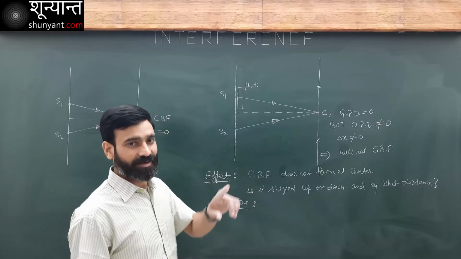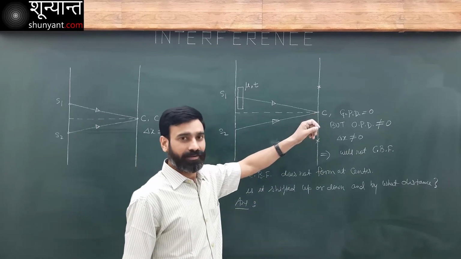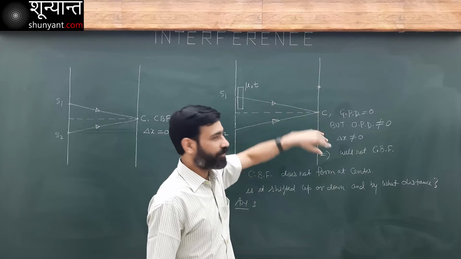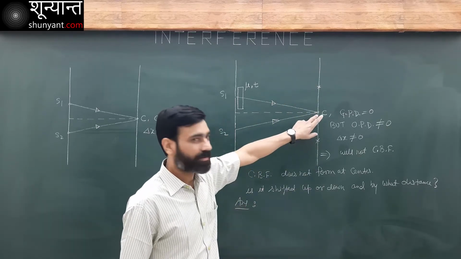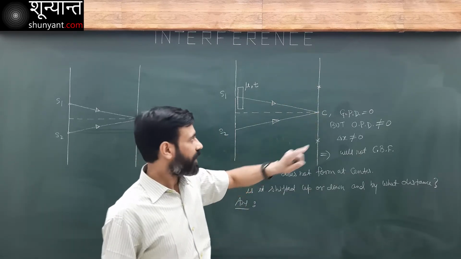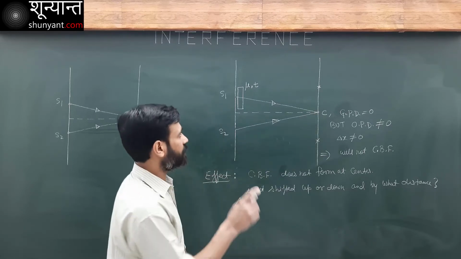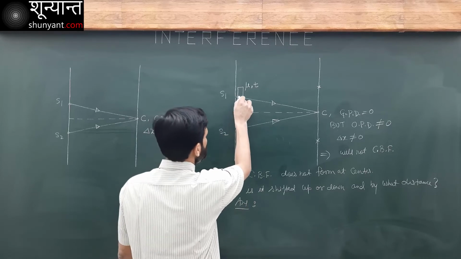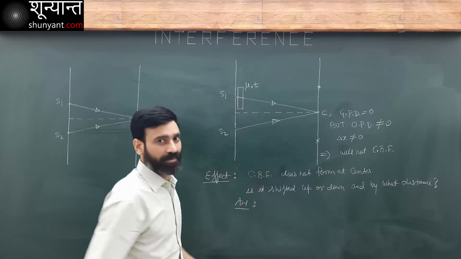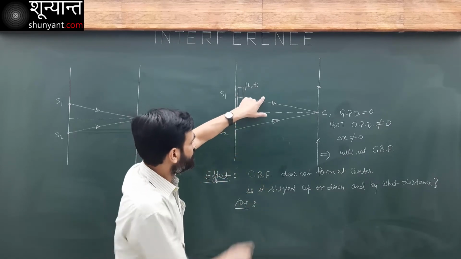So if the central bright fringe is not here, then it will be either above this or below this. Now, why is it not here? Because the path difference is not 0 here. Why is the path difference not 0? It is because the optical path of this ray is more than this.